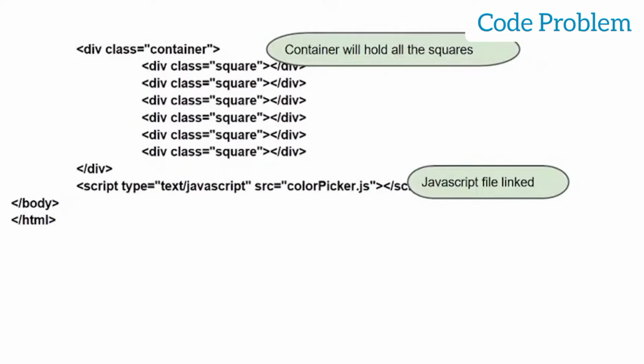So I have declared 6 divs, right, for 6 squares? And I'm putting all these squares in a container so that I can style them later. Okay, so after that there's a script file that will be linked to it. Now let's see the demo of it.